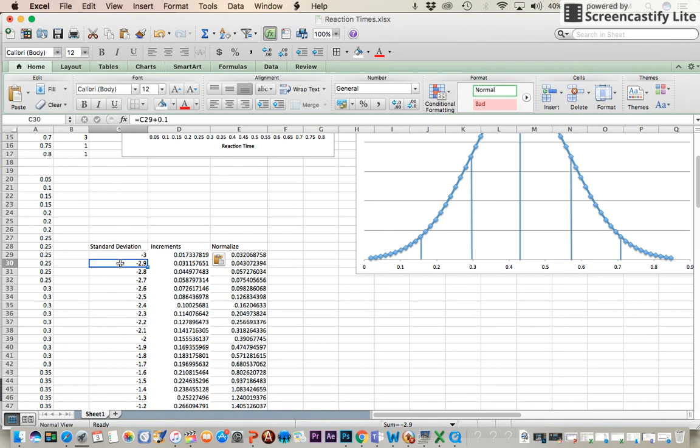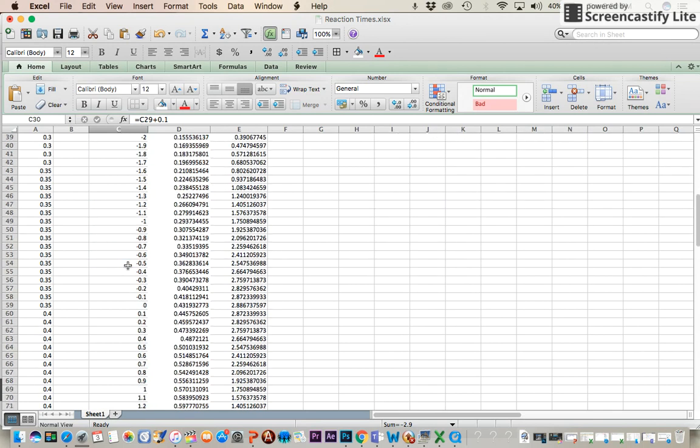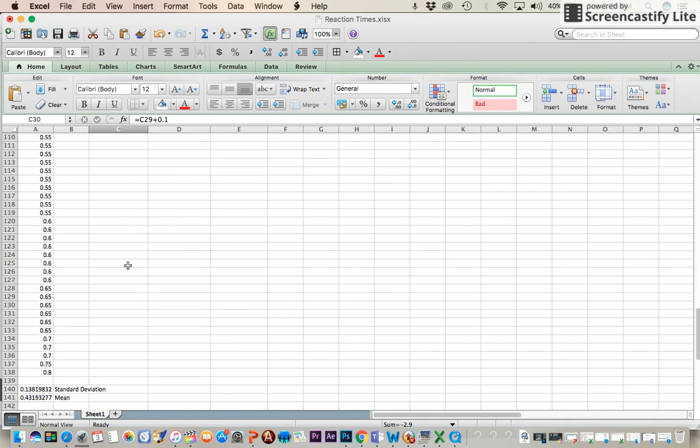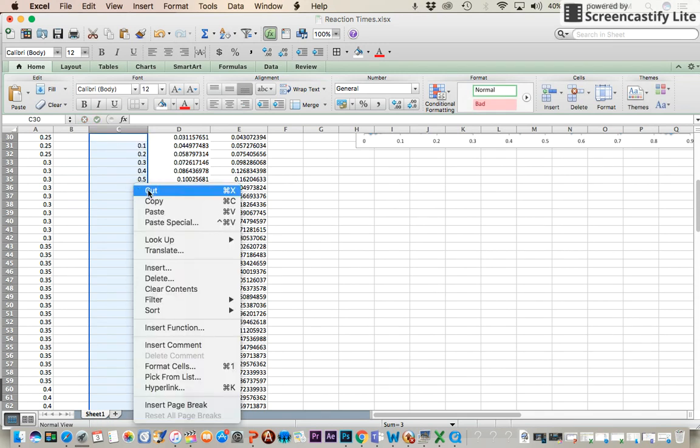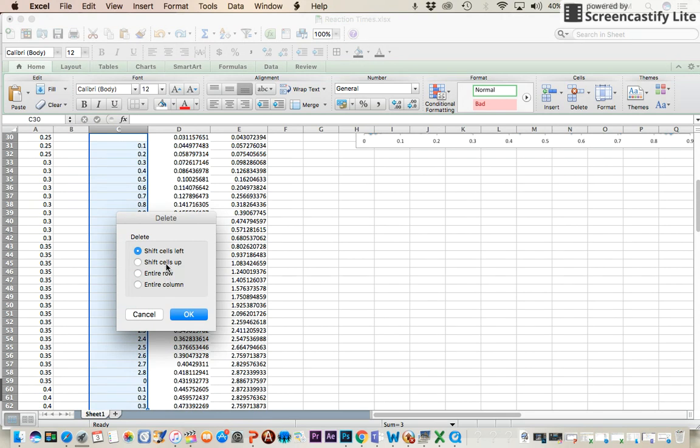Okay, so if you look here, I've done an equal sign. I've clicked on the value above it and then pressed +0.1, and I've copied that down. Let me do that for you right now. I'm just going to redo this whole thing so you can see how I got all the way to 3. So let me get rid of this, delete. I'm going to delete the entire column.